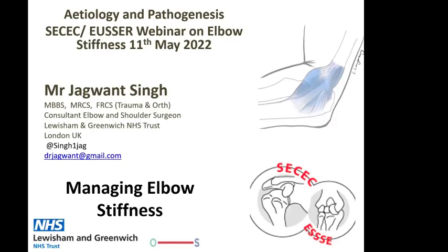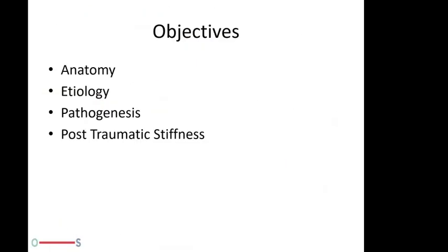Good evening, everyone, and greetings from London. My name is Jagwant Singh, and I'm one of the elbow and shoulder consultants at Greenwich. Many thanks to SECEC EUSSER for giving me this opportunity. My talk is on etiology and pathogenesis of elbow stiffness, and I'll also be discussing post-traumatic stiffness.